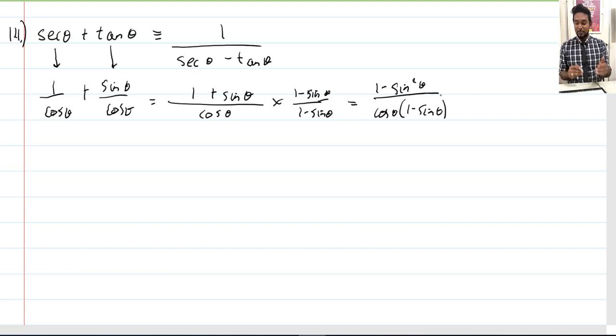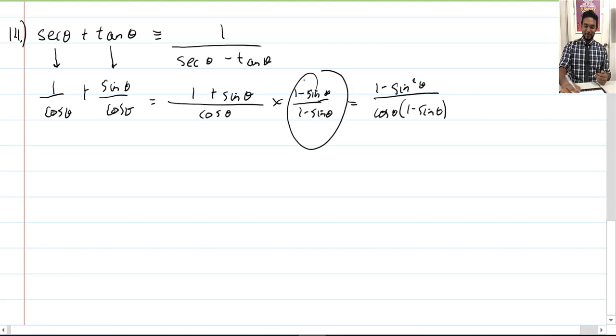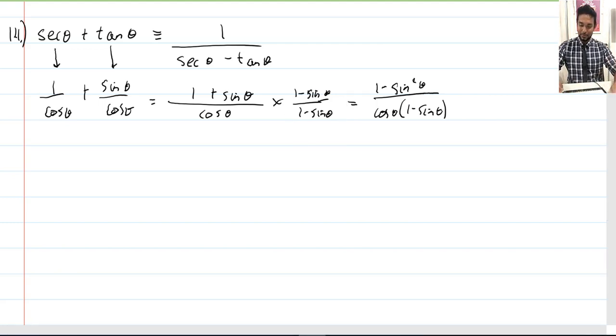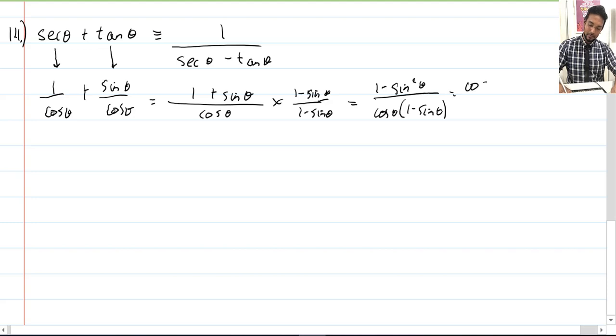Instead of multiplying by 1 minus sine theta over itself, it might have... Why can I not finish this sentence? I honestly don't know what's going on. So instead of this, it should have been cos theta over cos theta. But let's just see what happens, right? So 1 minus sine squared is cos squared, right? So cos squared theta over cos theta by 1 minus sine theta.